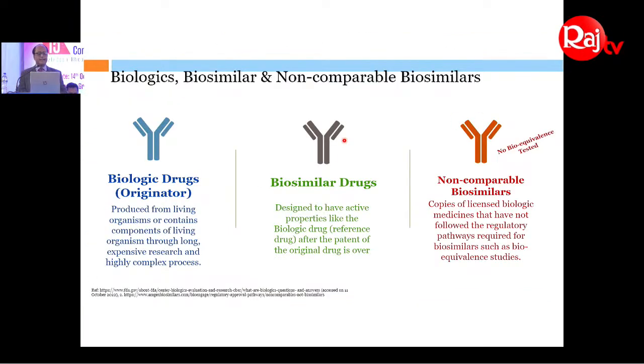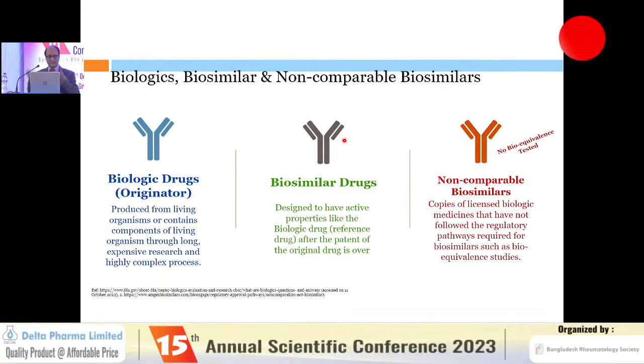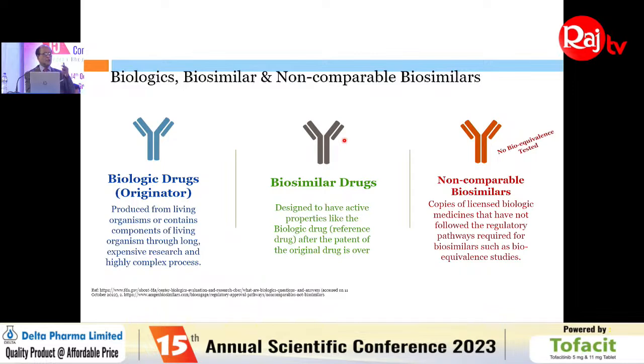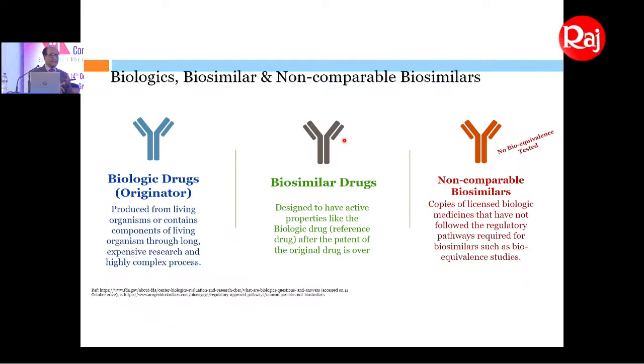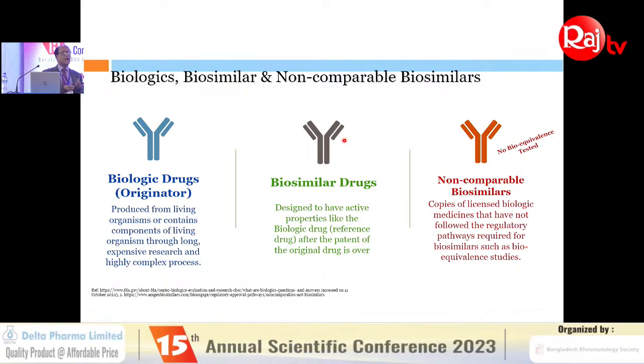Now biologics, biosimilar and non-comparable biosimilar. So what is the difference between biologics and biosimilar? Biologics are the originator drug. We have only one probably in Bangladesh, brought by Novartis, an IL-17 inhibitor, Cosentyx, and the Novartis group is sponsoring this session. So we are thankful to them that at least one biologic is here. What is biosimilar? Biosimilar is similar to the biologic in terms of quality, efficacy, and adverse effects.